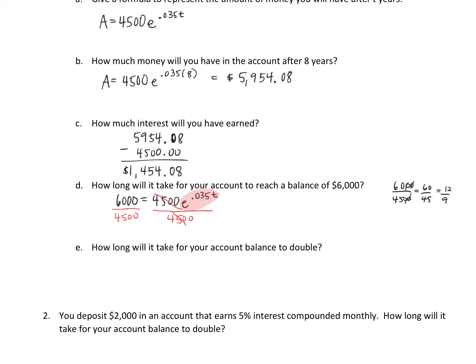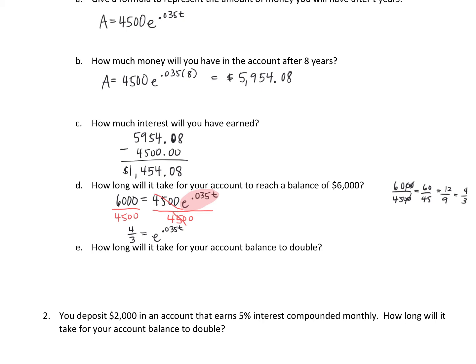And then divide by 3, I will get 4/3. Okay, so 4/3 is equal to e to the 0.035t. So I've got my exponential by itself. At this point, what I want to do is rewrite it in logarithmic form.